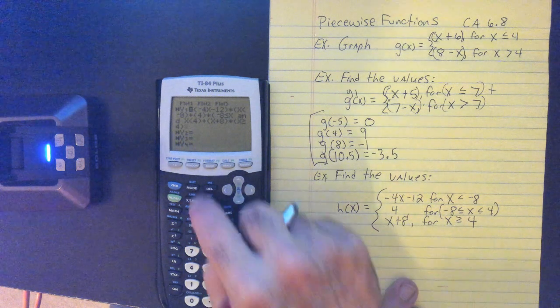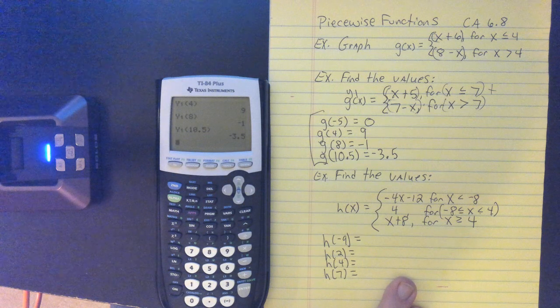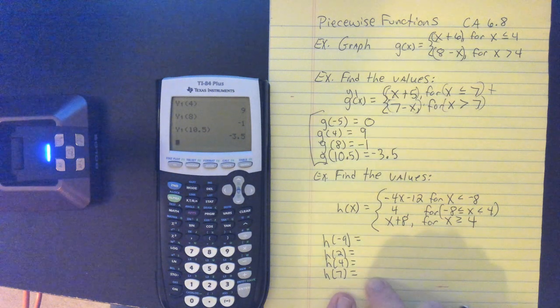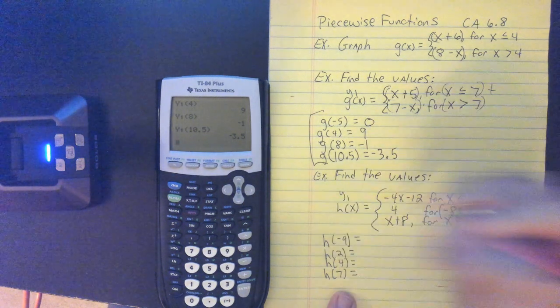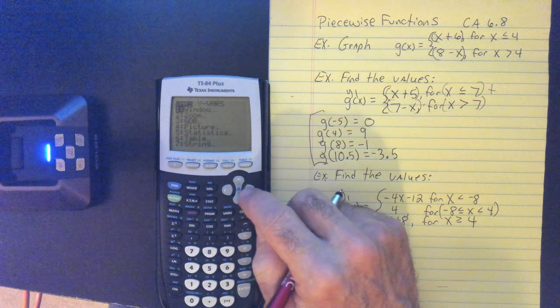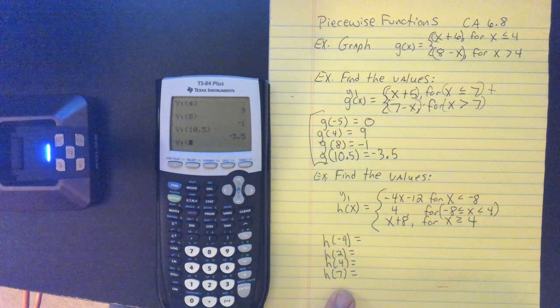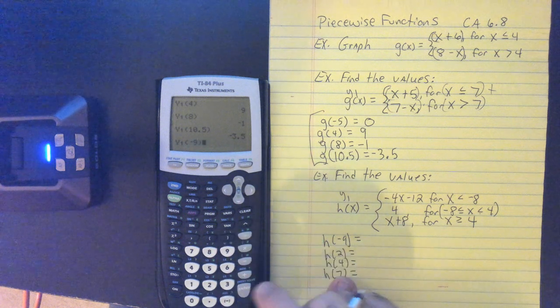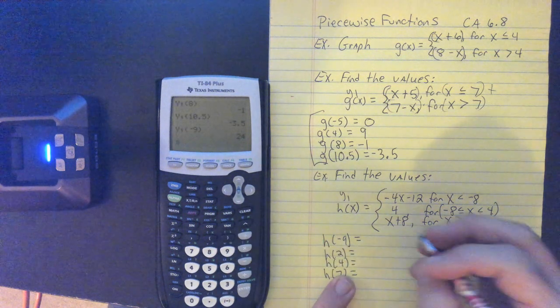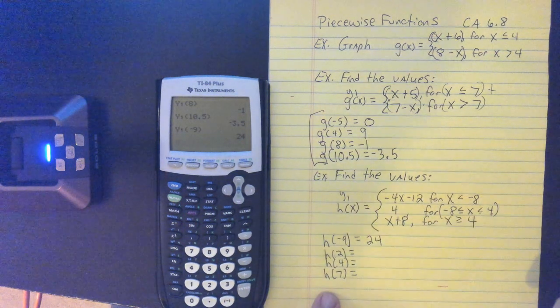I'm going to quit that screen and go down here and find these function values. So everything's in y1 again. So here we go. Variables, y variables, enter for function, enter for y1, and in parentheses will be negative 9. Hit enter, and we get 24.